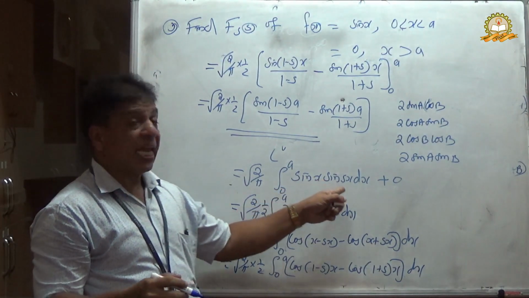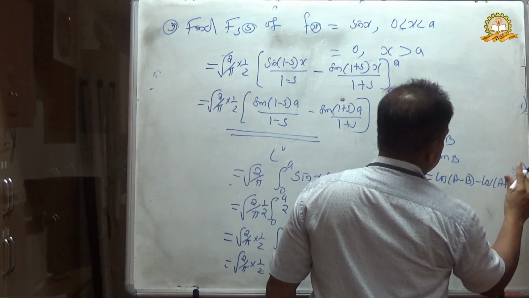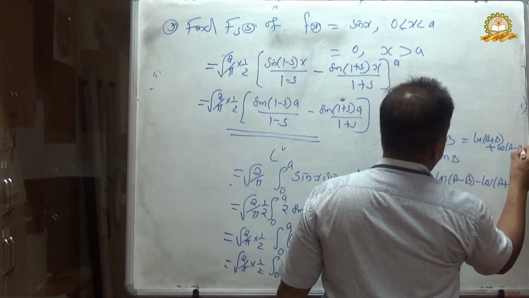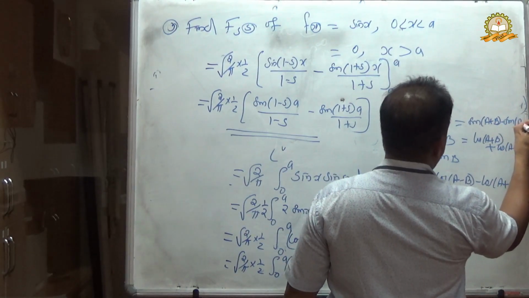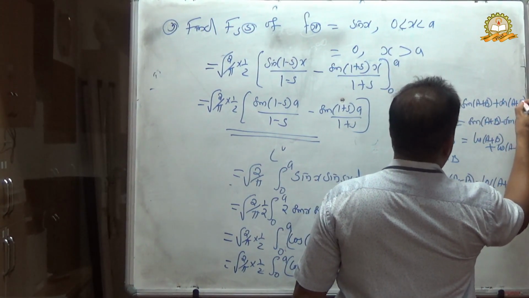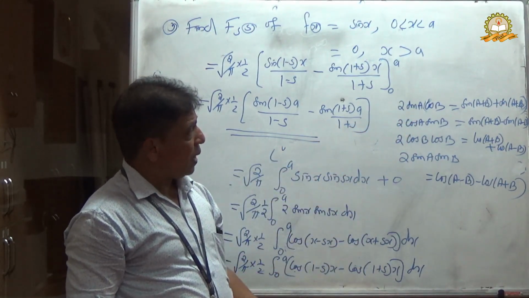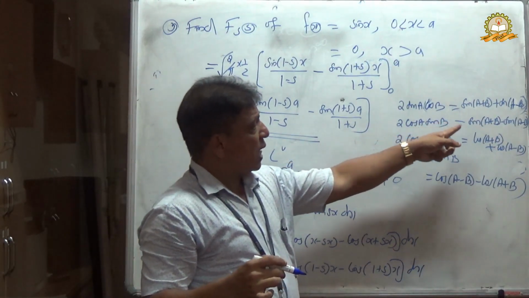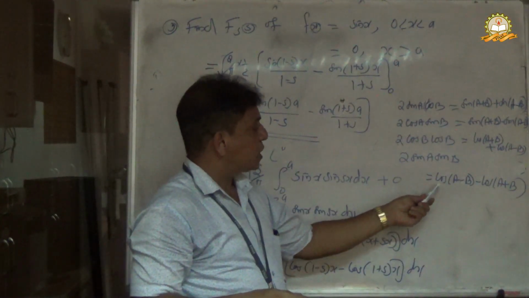Here we apply the formula 2 sin a sin b. The formula says that cos a minus b minus cos a plus b. 2 cos a cos b, cos a plus b plus cos a minus b. 2 cos a sin b, sin a plus b minus sin a minus b. 2 sin a cos b, sin a plus b plus sin a minus b. These are the 4 important trigonometric identities. 2 sin a cos b, sin a plus b plus sin a minus b. 2 cos a sin b, sin a plus b minus sin a minus b. 2 cos a cos b, cos a plus b plus cos a minus b. 2 sin a sin b, cos a minus b minus cos a plus b.